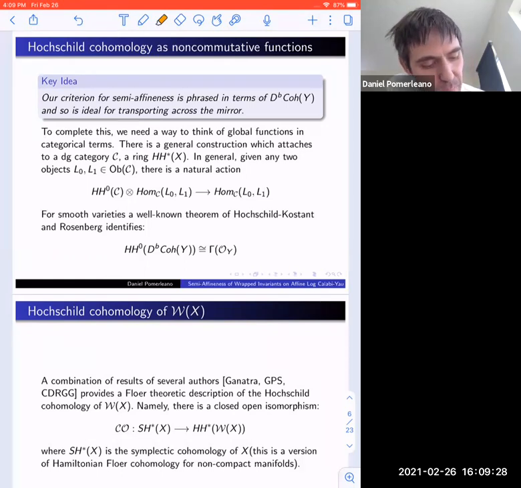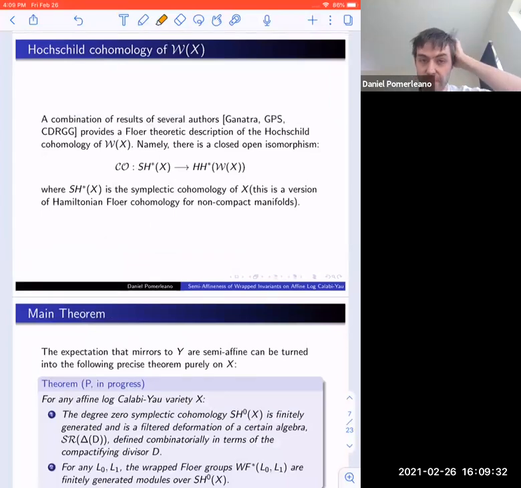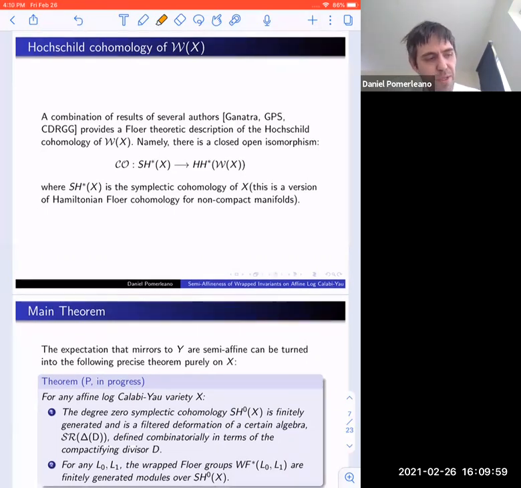The symplectic side is much more complicated, but this has also been worked out very recently by results of first Ganatra in his thesis, and then Ganatra, Pardon-Schende, and a whole group of authors: Chantraine, Dimitroglou Rizell, Ghiggini, Golovko. Combining results of several people, you get a Floer theoretic description of the Hochschild cohomology of the wrapped Fukaya category as well. I should also put Abouzaid here because he defined this closed-open map in the first place.